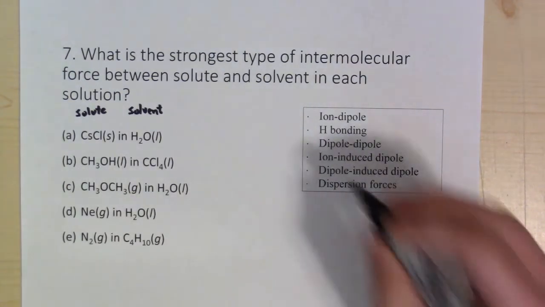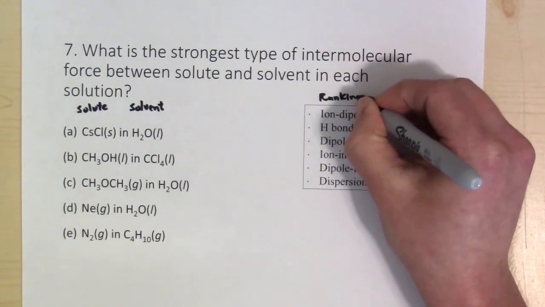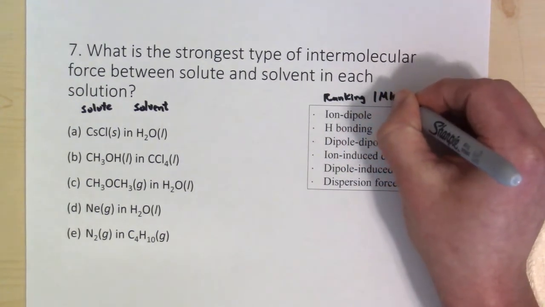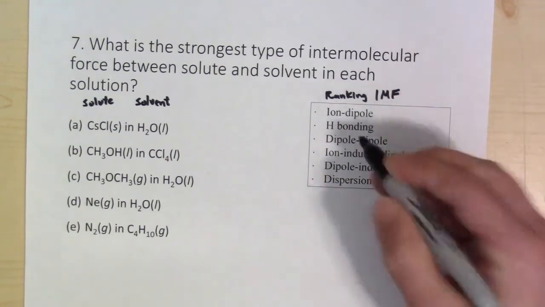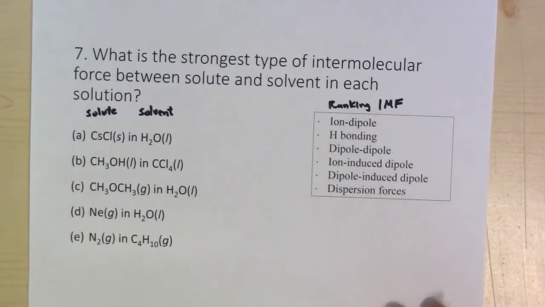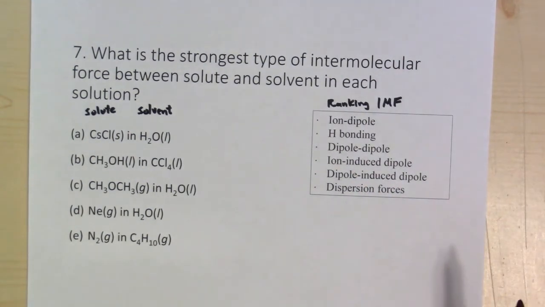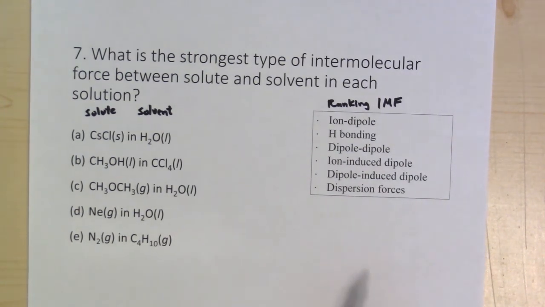And we also have a ranking of the intermolecular forces. So ion dipole being the strongest and dispersion forces being the weakest. So we want to know what's the strongest type of intermolecular force between each solute and solvent. So in order to do that, we'll have to see what forces are present in each of these molecules.